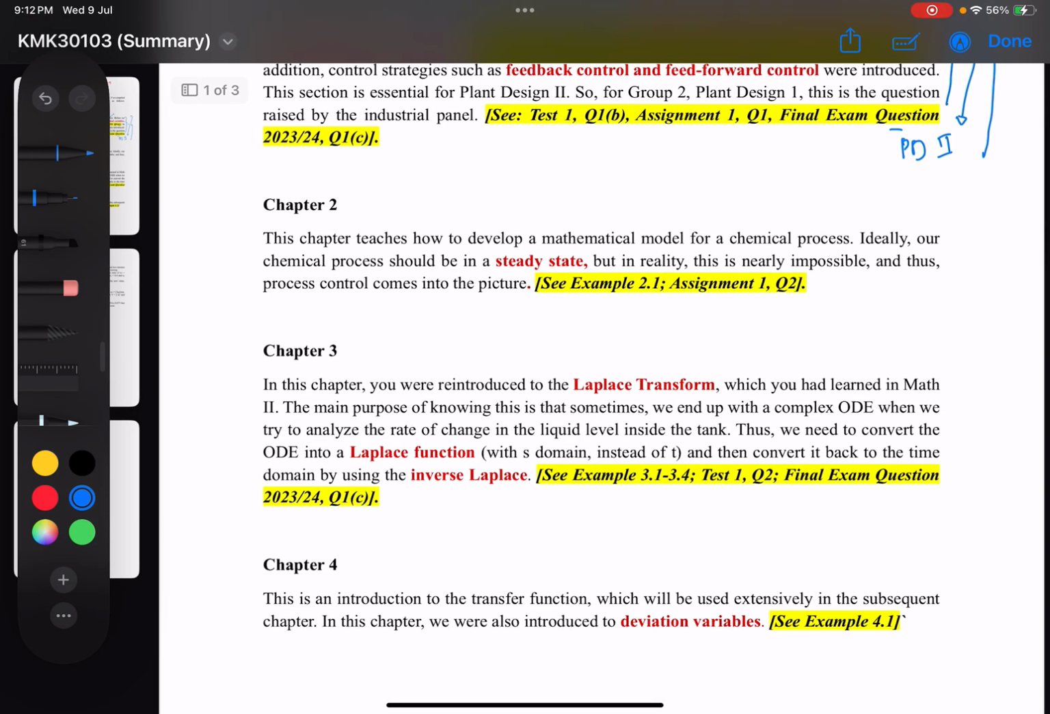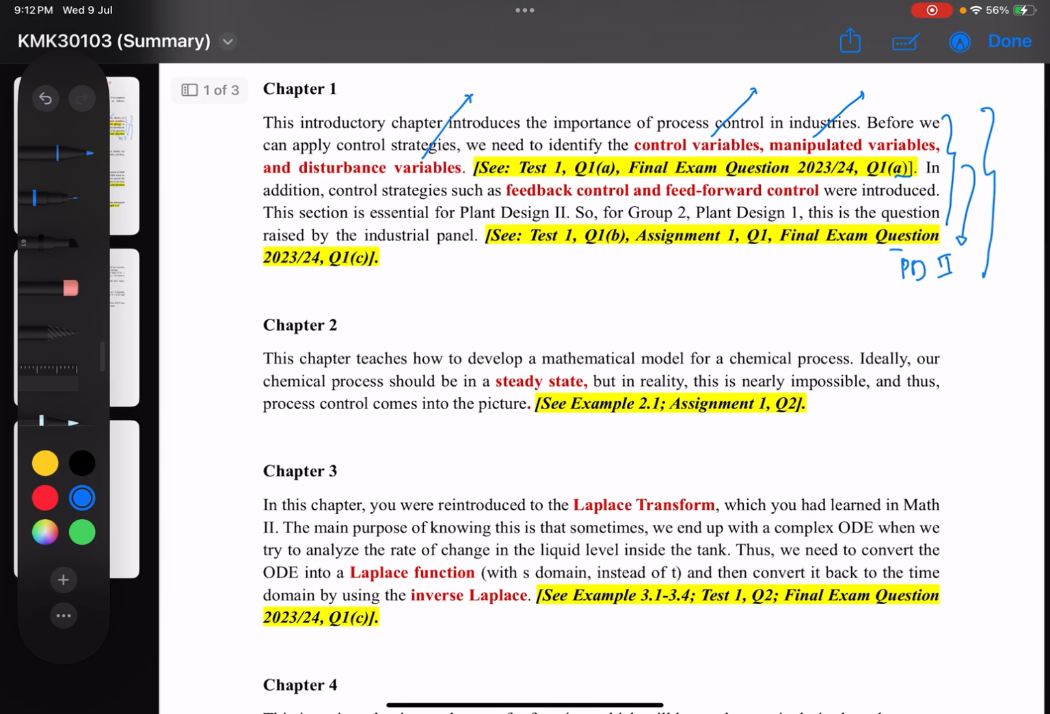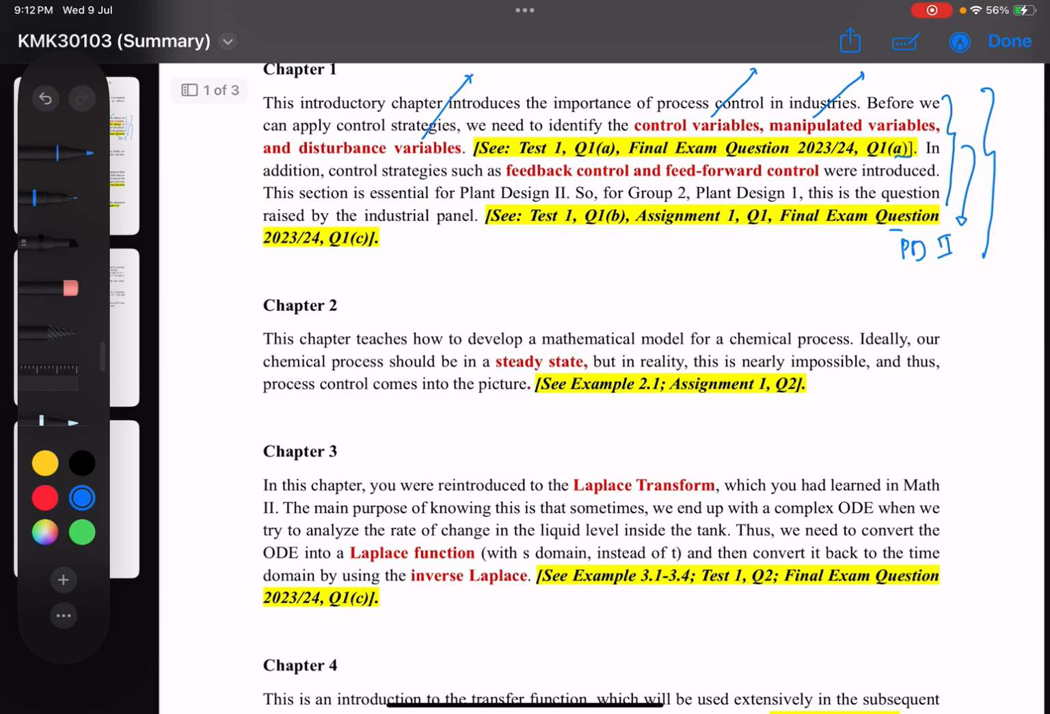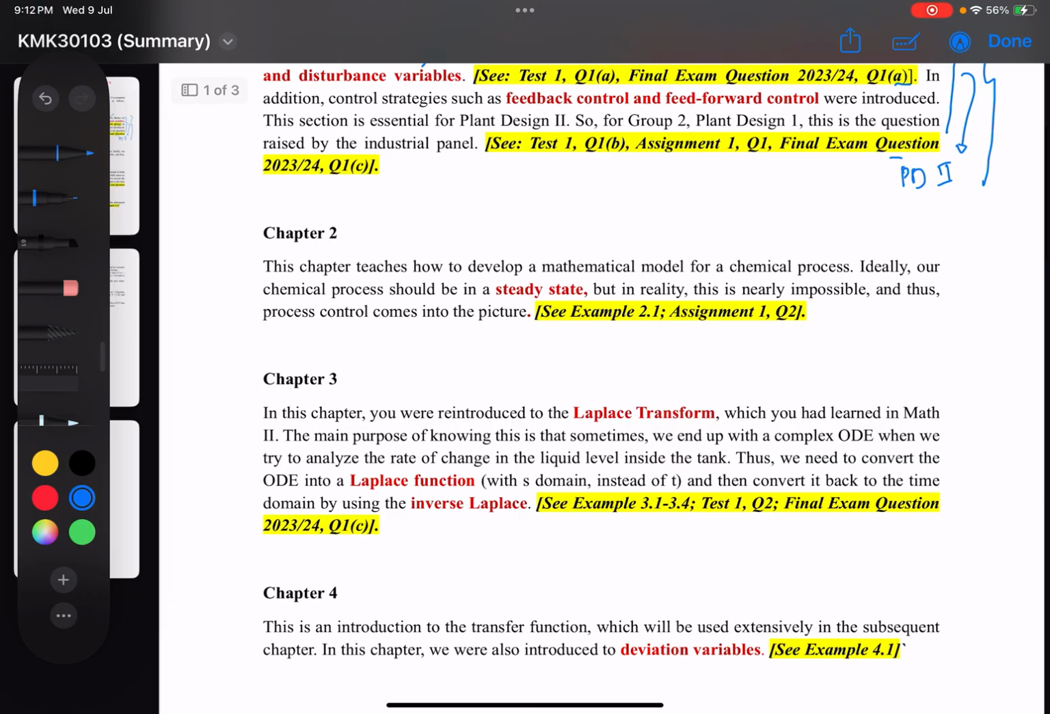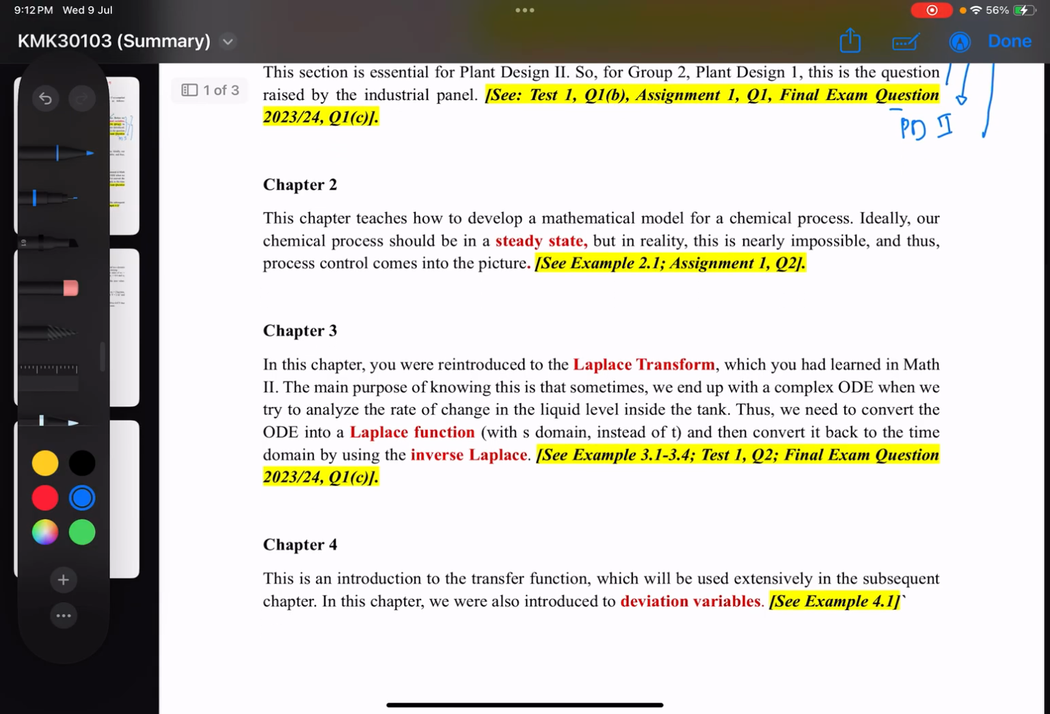And then once we completed chapter number 1, we move to chapter number 2. So for chapter number 2 over here, we learn how to develop the mathematical model for chemical processes.